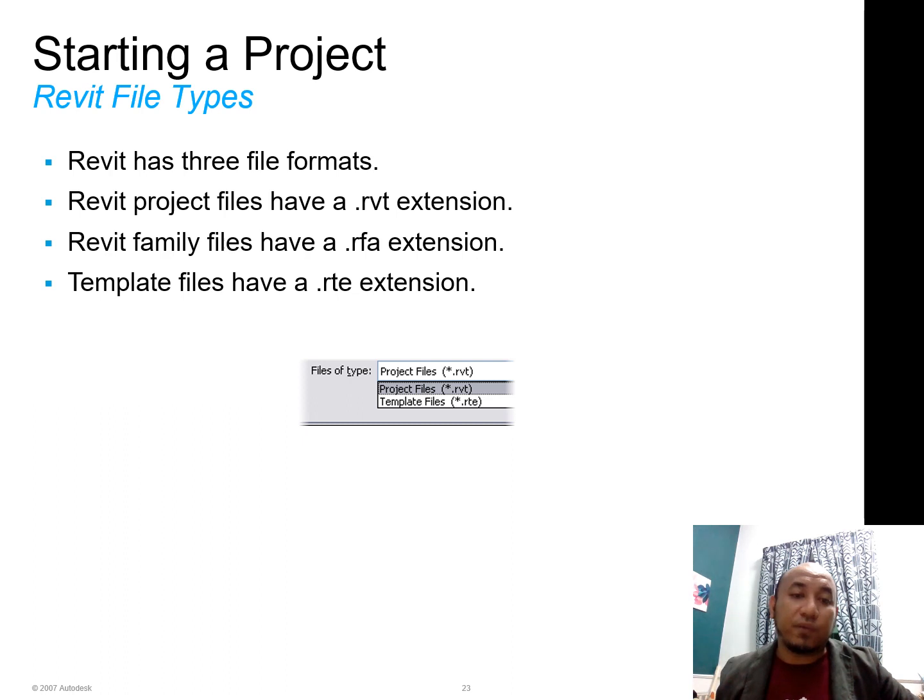Okay, so Revit file types. Revit has three file formats: Revit projects, RVT, Revit family, RFA, and template files, RTE. So familiarize yourself with this area. Kalau project kamu RVT lah. Kalau kamu tadi ada pengubahsuaian untuk families, RFA, ada template, RTE.